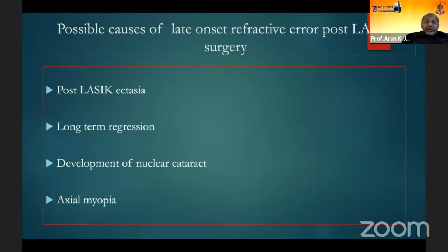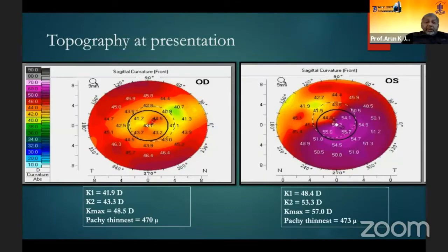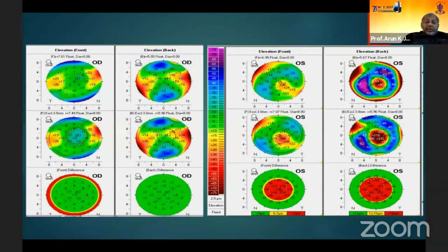This is the topography of the two eyes. On the right side, you can see there is hardly any anterior elevation, and the K readings are fairly normal. In the left eye, we have inferior temporal steepening with the maximum K reading of 53.7, and on the Belin-Ambrosio map, you can see a posterior elevation in the left eye. So a diagnosis of post-LASIK ectasia was made in the left eye, and a long-term regression in the right eye.